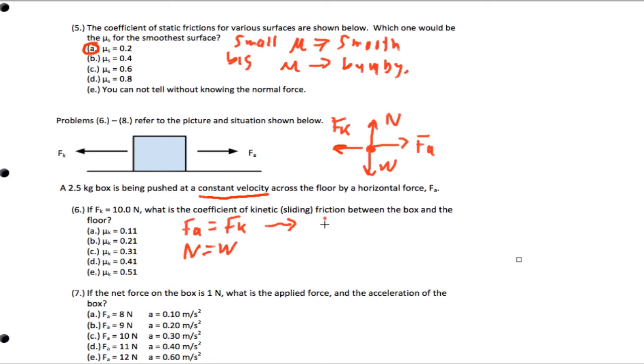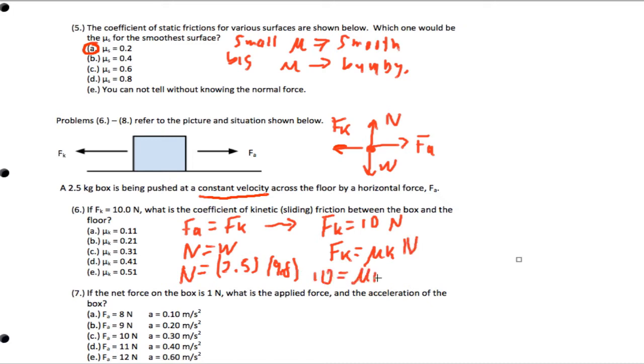So I know that the friction force from the problem is simply 10 newtons. I also know that since the normal is the weight, that's going to be 2.5 times 9.8. And I'm not even going to bother to solve for that because what I'm going to use is the third equation, which is friction is mu times the normal force. So I have 10 equals mu kinetic times my normal force, which is 2.5 times 9.8. And that's how I'm getting 0.41.